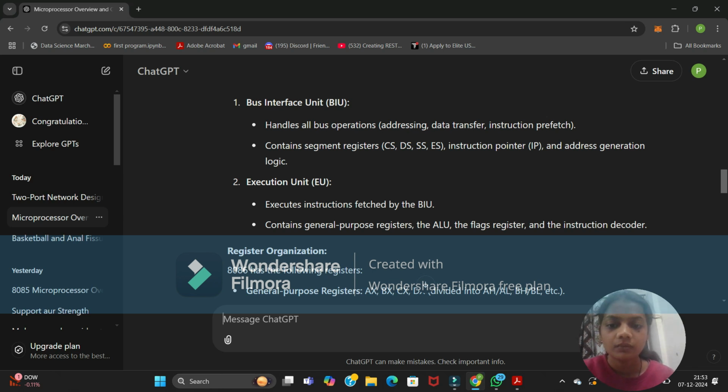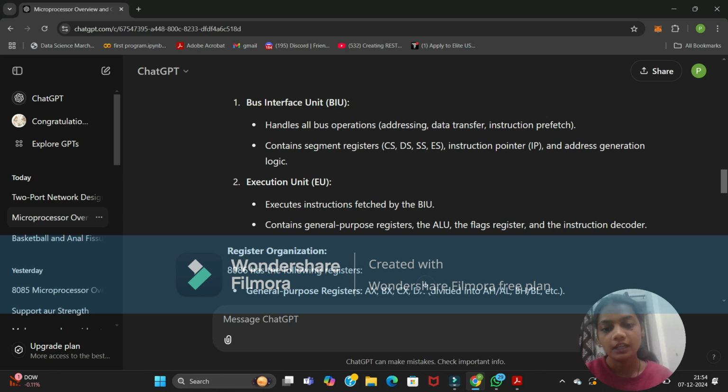Now, the bus interface unit, as the name suggests, connects the bus. Different types of bus we have studied, like data bus, address bus, memory bus, and control bus. These different types of bus are connected through the bus interface unit, through which it can handle all bus operations like addressing, data transfer, and instruction prefetch. And then these instructions are executed through the execution unit.